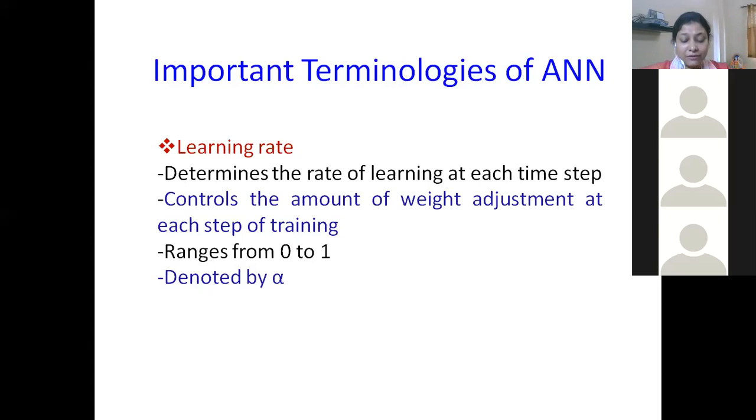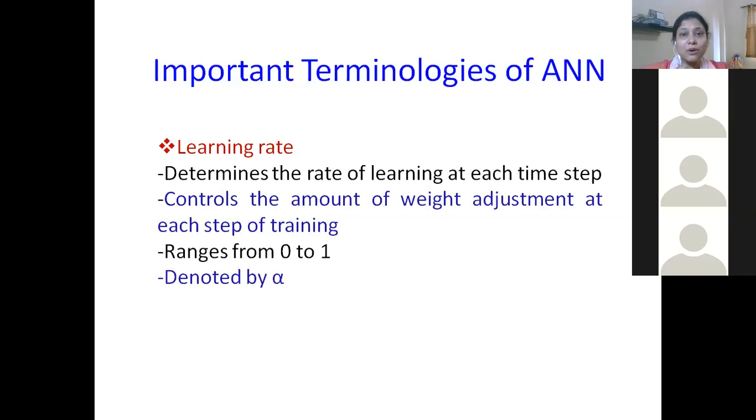That means we can have a large difference between the calculated net input and the threshold, that is, between the desired value and the actual value. We can have a large discrepancy between these two values, but the learning rate determines what amount of change you can allow for the adjustment of the weight at each step.